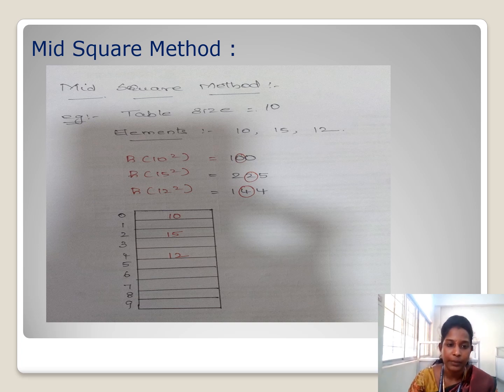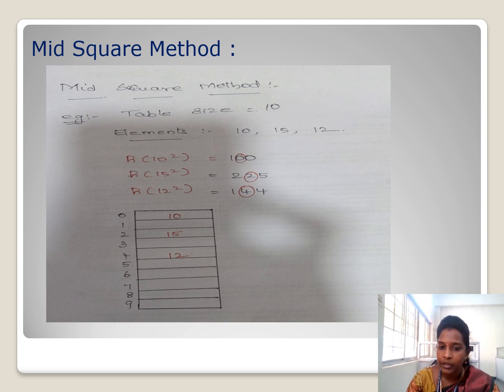Next comes the mid square method. The elements we are going to insert are 10, 15 and 12. As I already said theoretically, here I have solved one problem. Our table size is 10. We take the square of 10, the square of 15 and the square of 12. For 10 squared we get 100, for 15 squared we get 225 and for 12 squared we get 144.